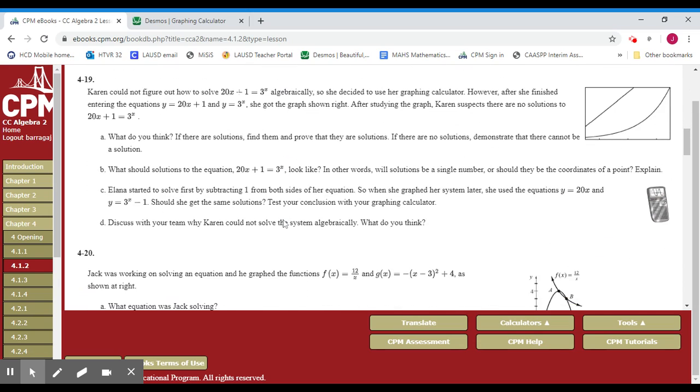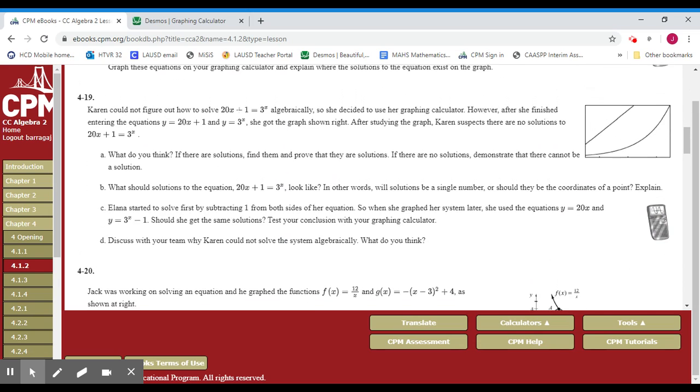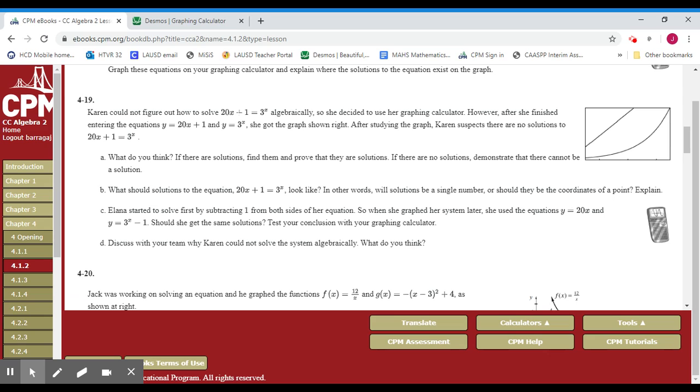So today's problem starts here, 4-19. On this first video, I'm going to focus on just this problem, and then I'll make another video for the next problem. It says Karen cannot find out how to solve 20x plus 1 equals 3 to the x algebraically. So she decided to use her graphing calculator. She finished entering the equation y equals 20x plus 1 and y equals 3 to the x power. She got a graph to the right. After studying the graph, Karen suspects there's no solutions to the equation given.